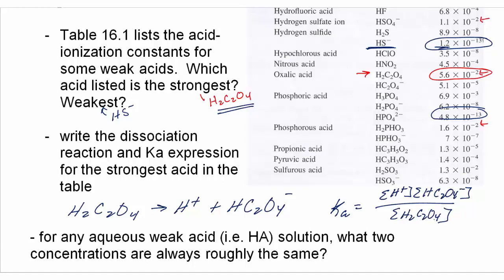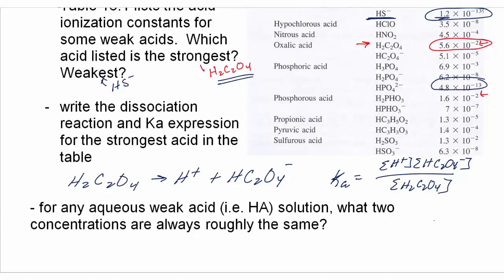For any aqueous weak acid, HA, solution, what two concentrations are always roughly the same? Can you tell? We're going to have a bottle of this stuff, and we put it in water. It almost all stays in this form, except maybe 1 out of every 10,000 molecules dissociates. But when one does dissociate, it dissociates into hydrogen ion and the conjugate base, 1 to 1. These two are going to have the exact same concentration. So the hydrogen ion equals the conjugate base concentration for pretty much every single one of these problems.